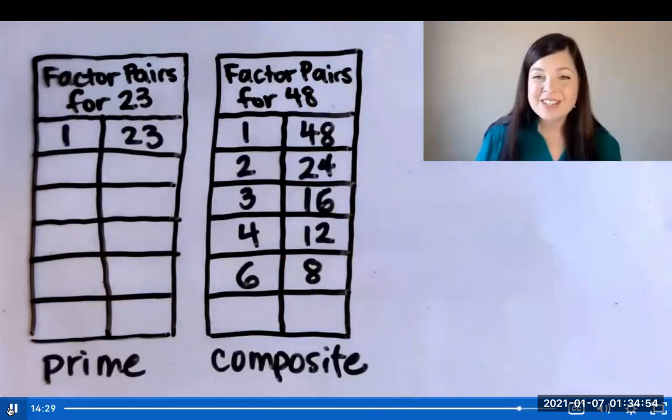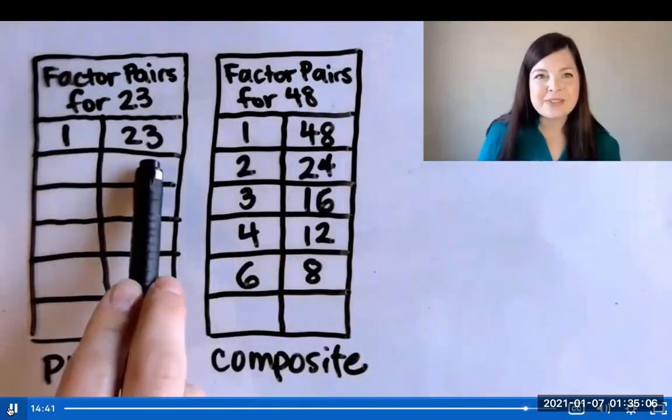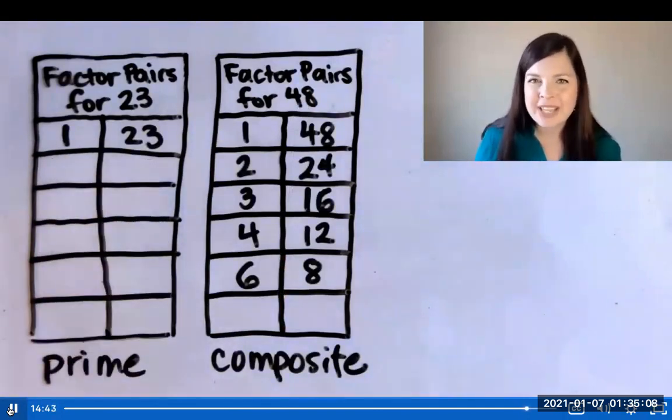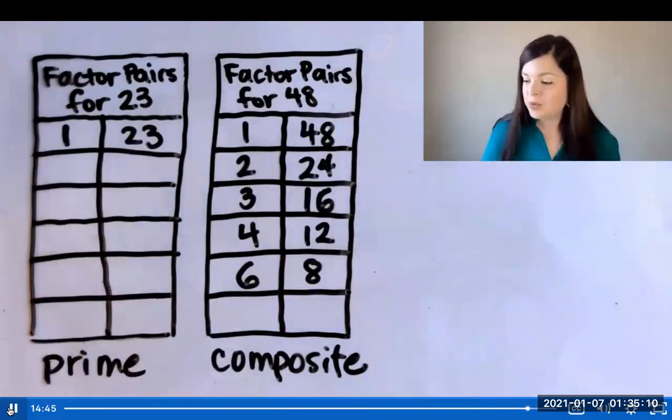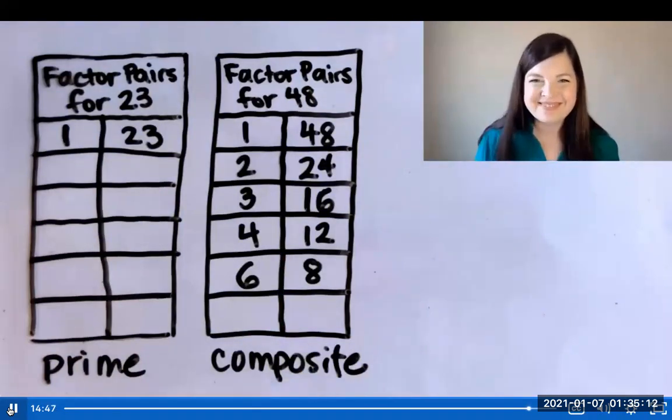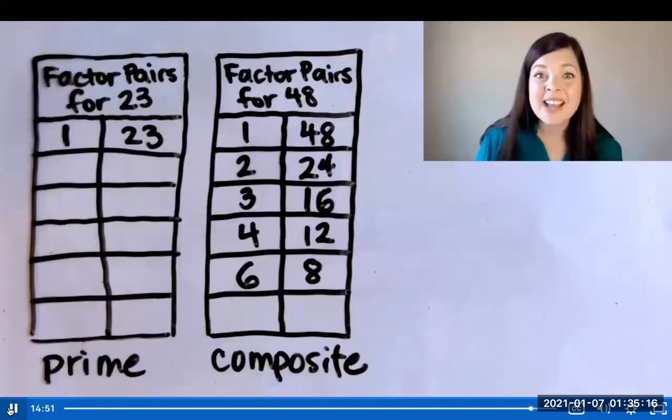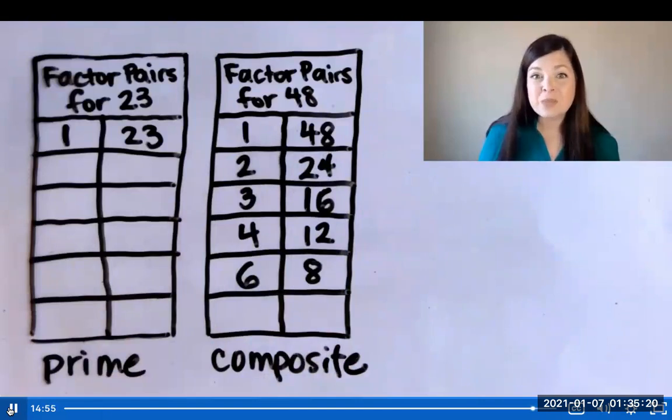Welcome back. Does your work look like mine? How did you know 23 was a prime number? 23 is a prime number because its only factors are 1 and itself. What about 48? How did you know 48 was a composite number? 48 is a composite number because it has lots of factors, more than just 1 and itself. In fact, we found 10 factors for 48. Great job.